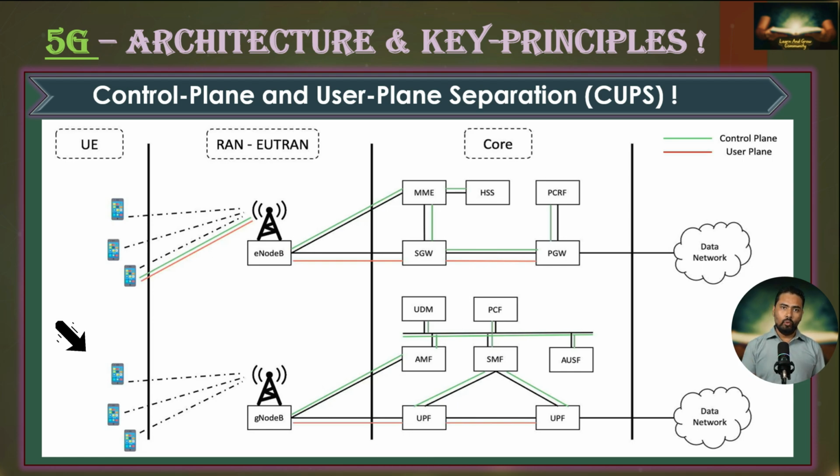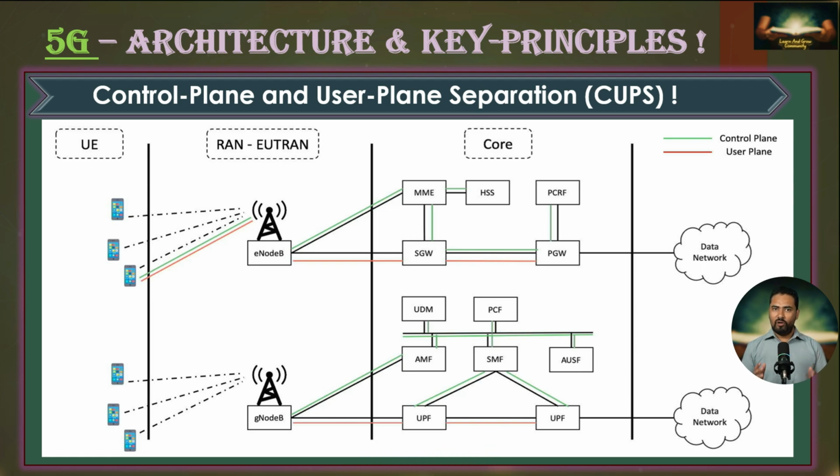But in the 5G core, in the bottom architecture, the control plane of the serving gateway and packet gateway are combined together with parts of the MME to form the session management function, shown here as SMF. The user plane of the serving gateway and packet gateway forms the user plane function, indicated here as UPF. This separation of control plane and user plane functions is known as CUPS, which stands for Control and User Plane Separation.